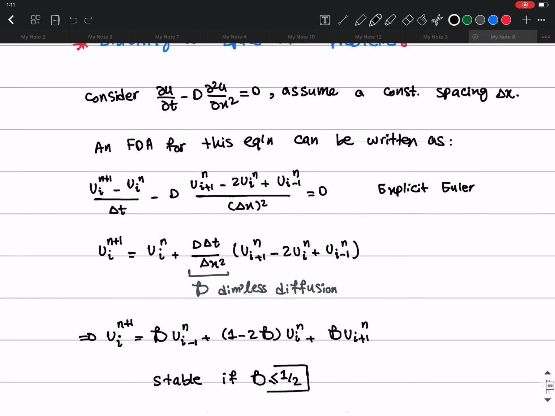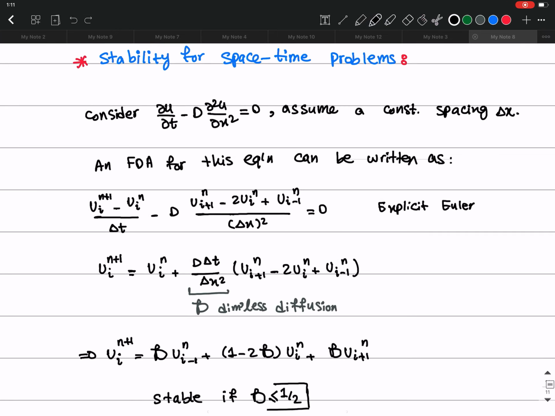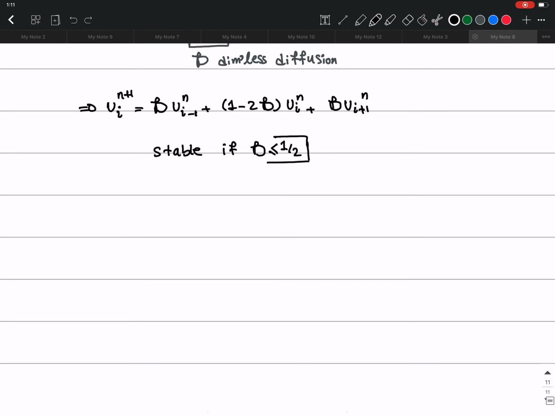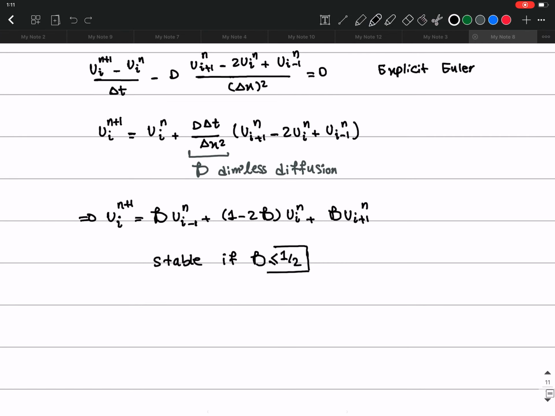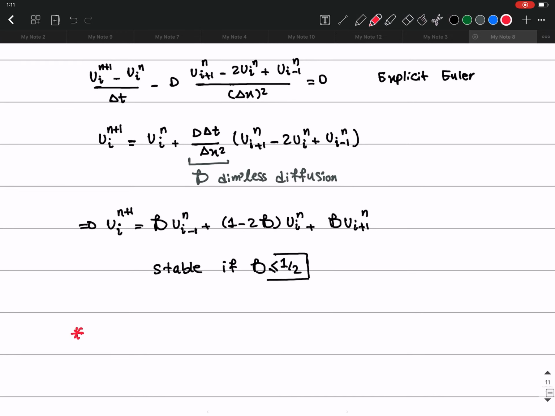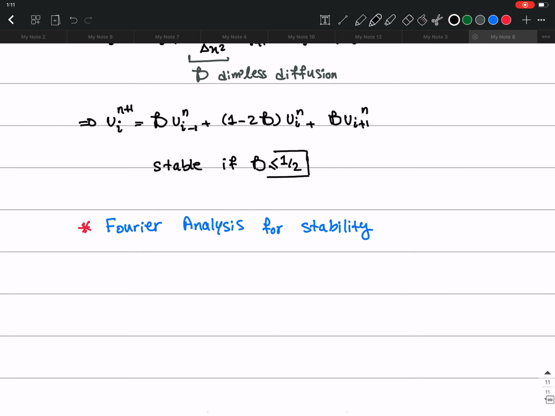So this was just a brief example of what we are going to do here, and I want to introduce a general framework for finding and solving these stability problems, and that is called Fourier analysis for stability. Okay, let's see what it is.